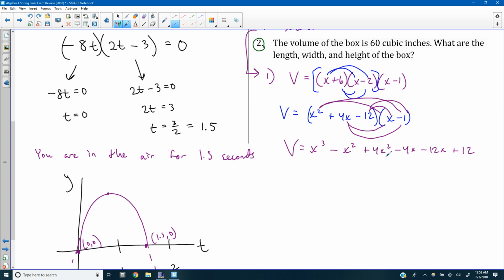I can combine some like terms now. Negative x squared plus 4x squared is 3x squared. Negative 4x minus 12x is negative 16x. And then we have the plus 12 right here.